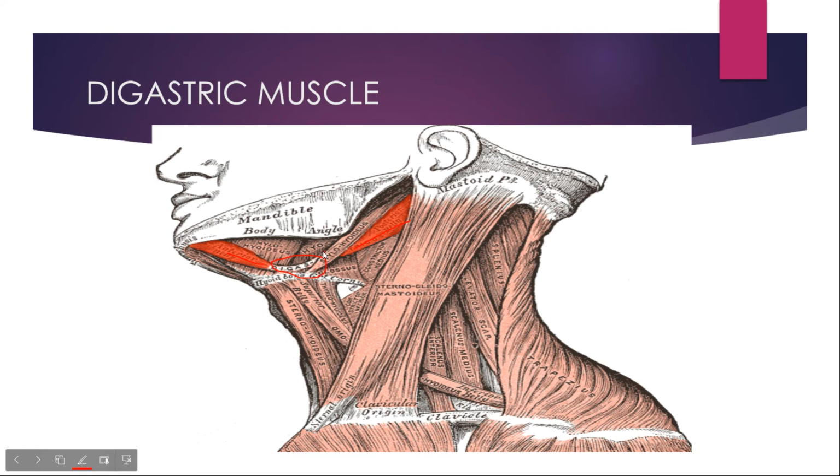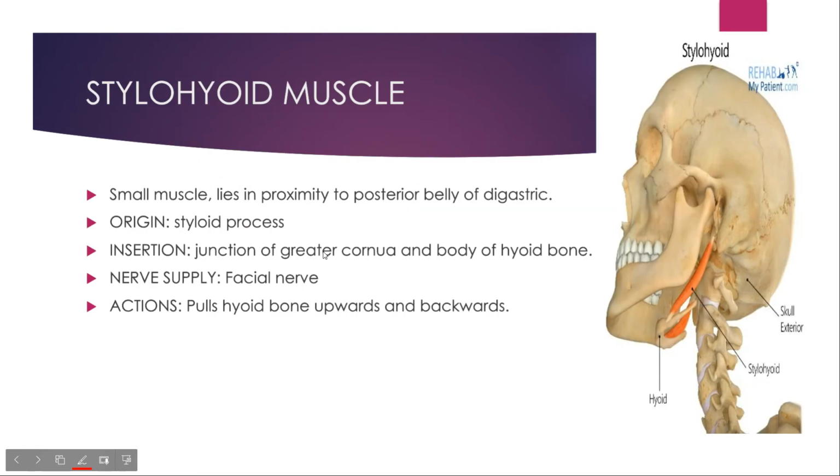Next we are going to see about stylohyoid. It is a small muscle which lies on the upper border of the posterior belly of digastric. Its origin is from the styloid process, that is, the posterior surface of the styloid process. The name itself signifies styloid to hyoid bone. Here the fibers run like a tendon which is perforated by the tendon of the posterior belly of the digastric muscle, and inserts at the junction of the body and greater horn of the hyoid bone.